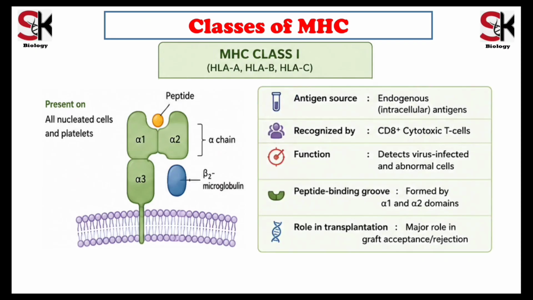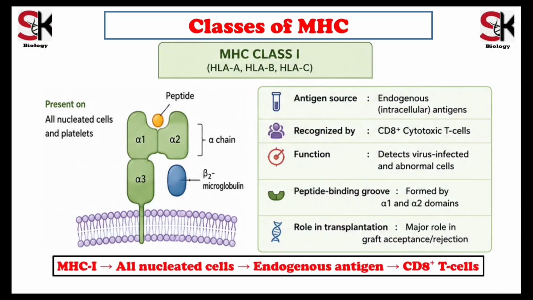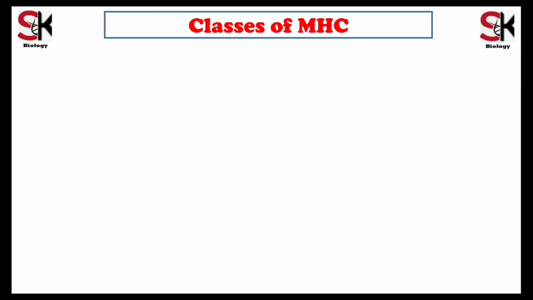The peptide binding is at the alpha 1 and alpha 2 domain of the MHC structure. These MHC1 molecules have a major role in transplantation, graft acceptance or rejection. This is the memory trick to remember MHC class 1 molecule. MHC1: all nucleated cells, endogenous antigen, which is recognized by CD8 plus T cells. Class 1 shows what is happening inside the cell.